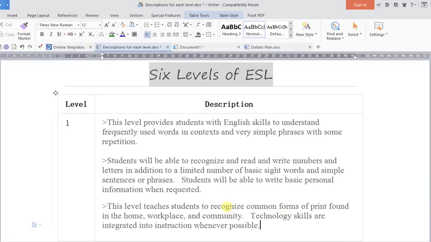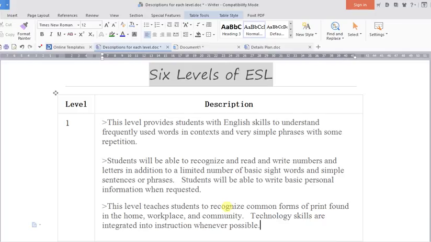First, level 1. This level provides students with English skills to understand frequently used words in context and very simple phrases with some repetition. Next, students will be able to recognize, read, and write numbers and letters, in addition to a limited number of basic sight words and simple sentences or phrases. Students will be able to write basic personal information when requested.